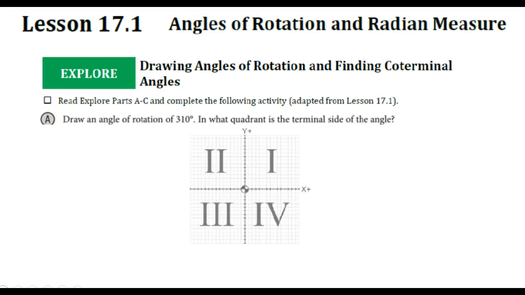Alright, welcome back to 17.1, Angles of Rotation and Radian Measure. So we're going to start with the Explore activity, just to get acquainted with some vocabulary. It says drawing angles of rotation and finding the coterminal angles.